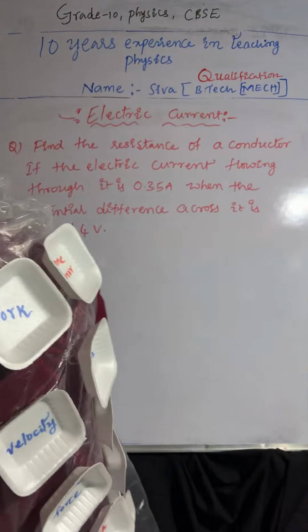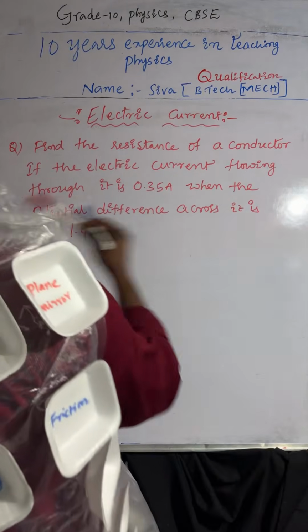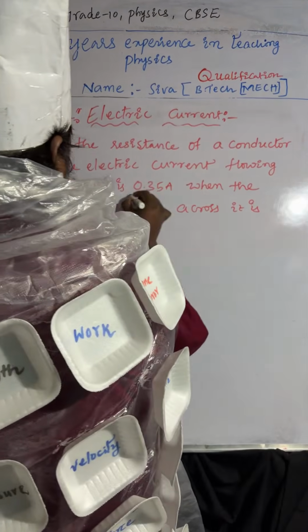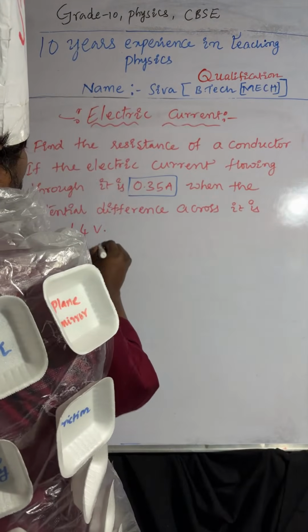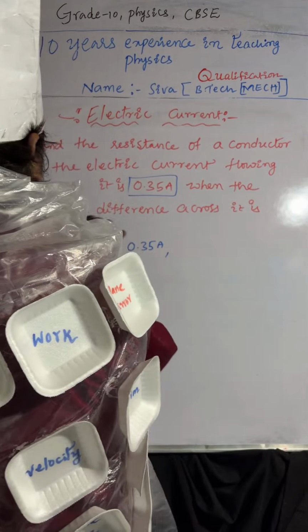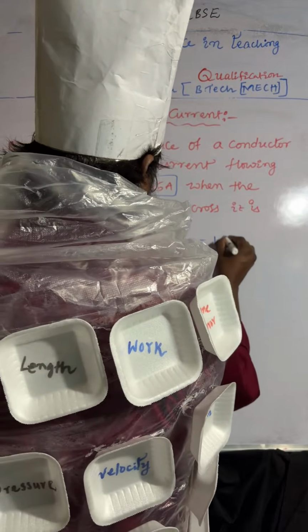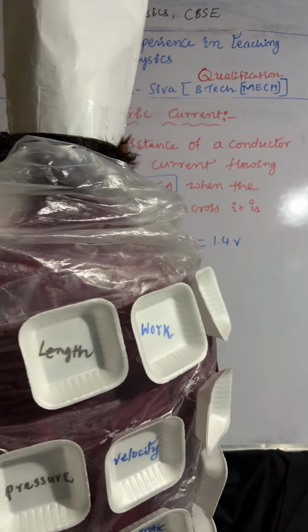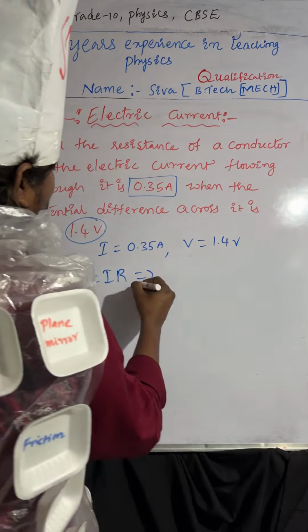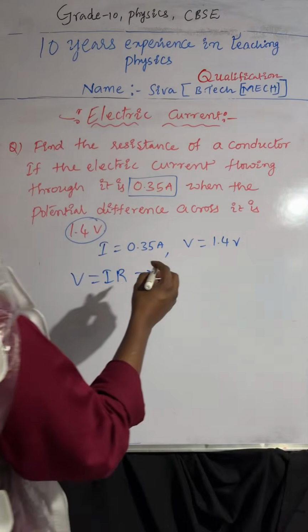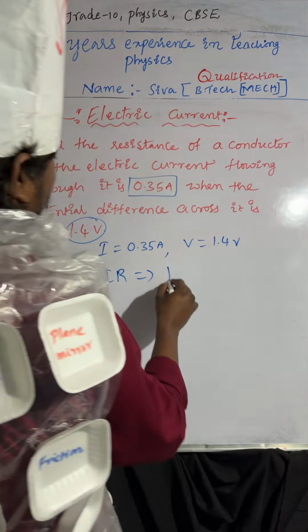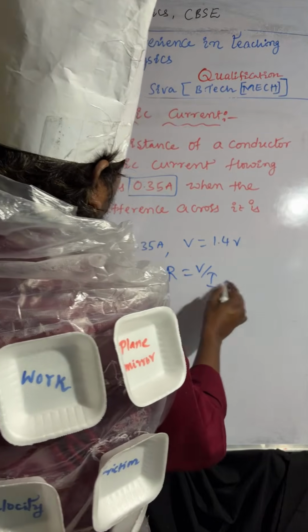So you can check here. Find the resistance of the conductor. Current is given, I equal to 0.35 ampere, and potential difference V equal to 1.4. So we know V equal to IR. From this we have to find out the resistance. R equal to V by I.